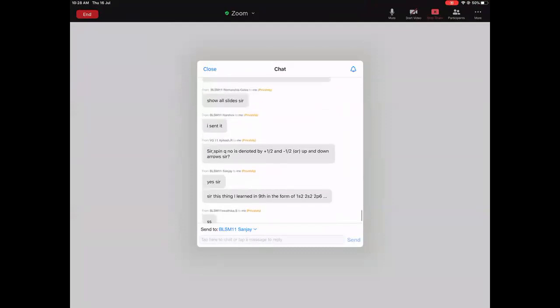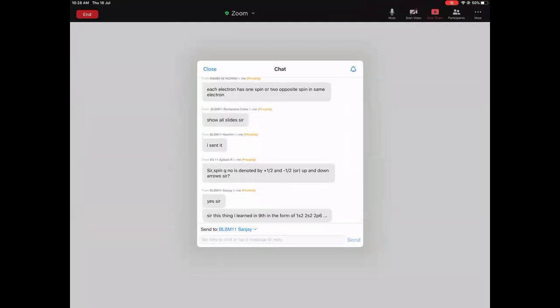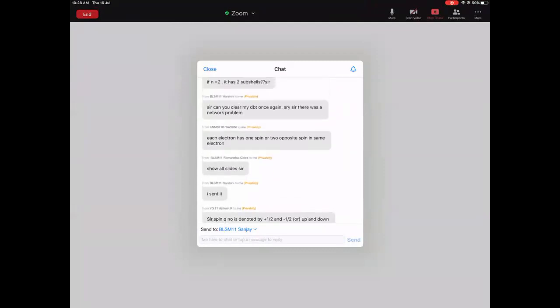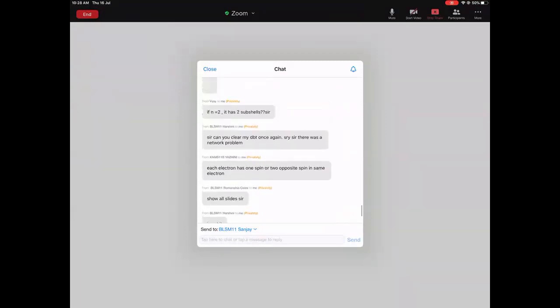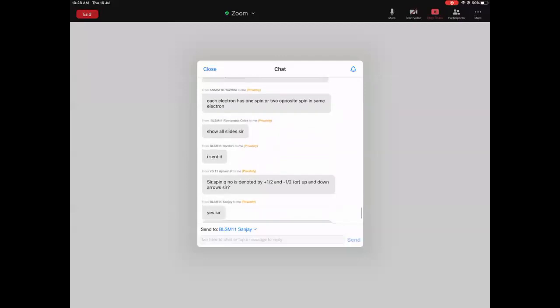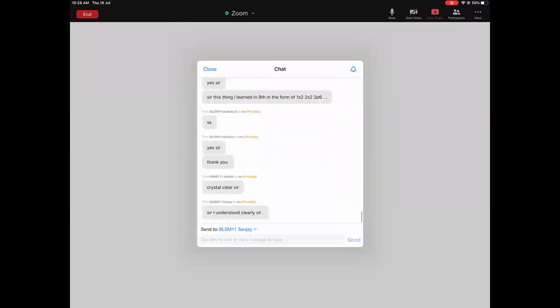We are forgetting it. Okay, spin number is denoted by plus half, minus half. Everywhere we are giving numbers, and in this case there is a symbol also. Up and down, both you can write. Each electron has only one spin. In n is equal to 2, it has 2 subshells, yes, S and P.